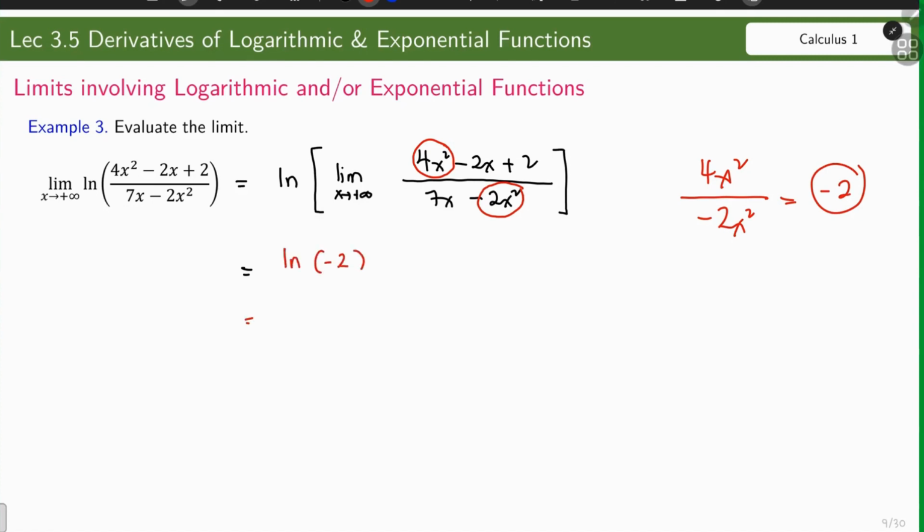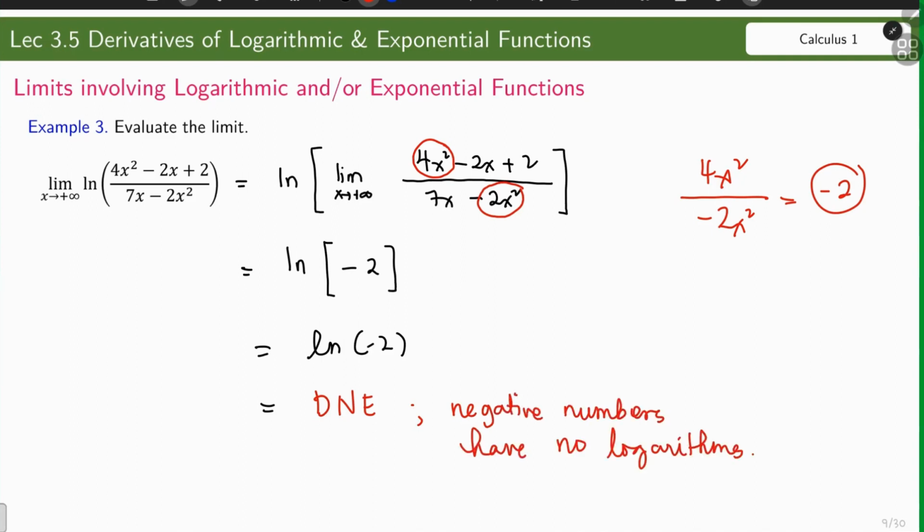So this one does not exist because negative numbers have no logarithms. Meaning to say there's no exponent that would come up with negative 2 when we raise e to it. So there is no value of x such that when e is raised to it, the result would be negative 2.